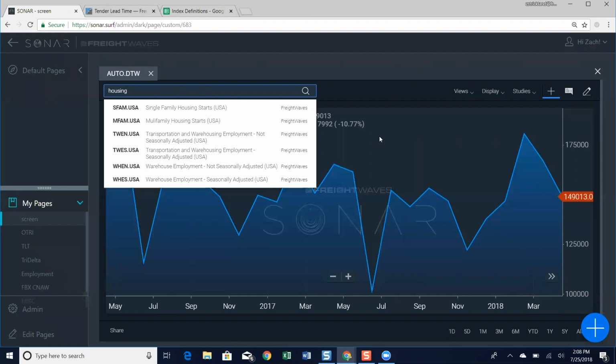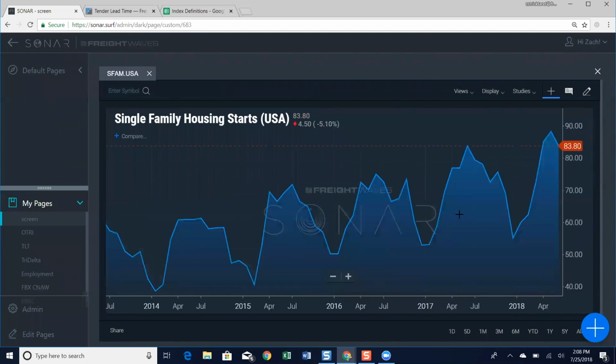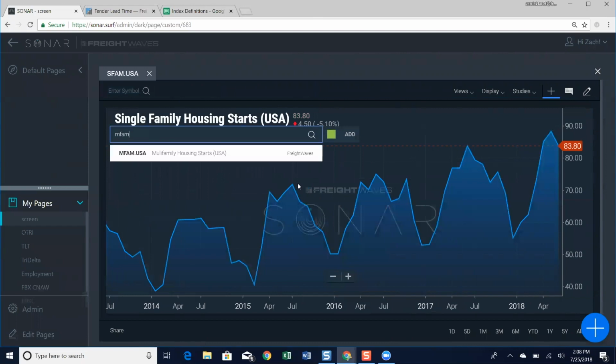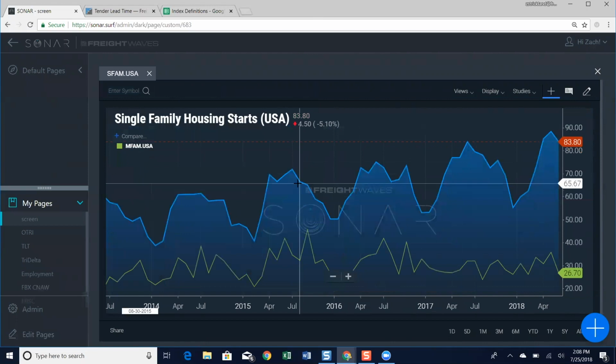So housing starts are actually a very relevant economic indicator for the trucking market itself. I think most people who have been in freight for a little while understand that, but for those of you that haven't, basically what this is telling you is how many houses have been started for construction in the last month. And it's a Census Bureau index.